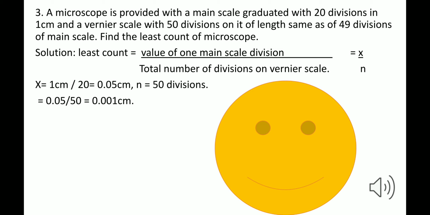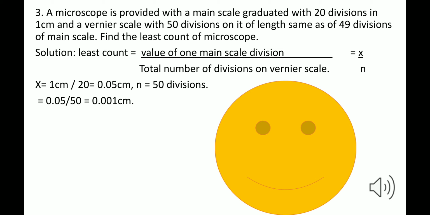And a vernier scale with 50 divisions. So the vernier scale has 50 divisions on it, of length the same as 49 divisions on the main scale. So these 50 divisions on the vernier are equal to 49 divisions on the main scale. What we have to do is find the least count of the microscope. Now we have already studied that least count is equal to x upon n, where x is the value of one main scale division, and n is the total number of divisions on the vernier scale.